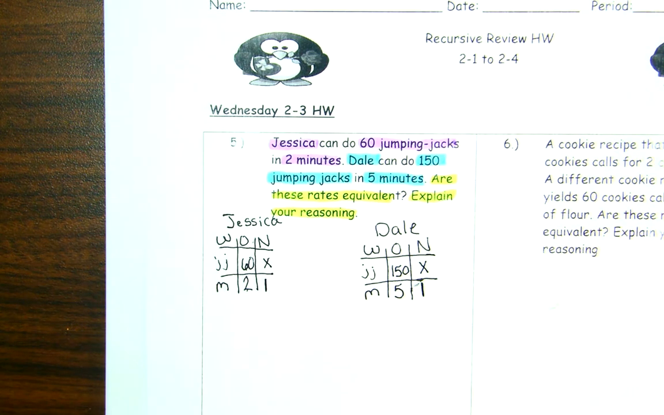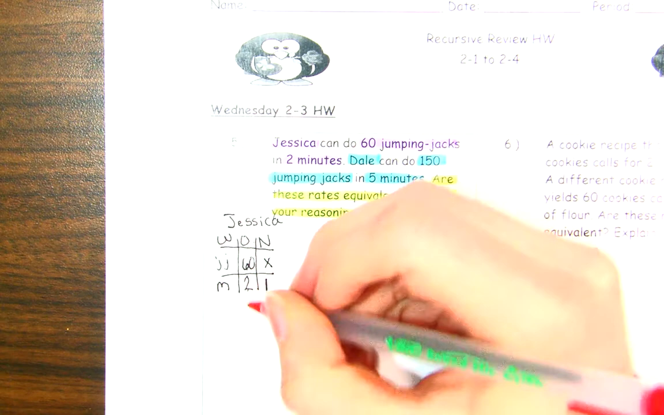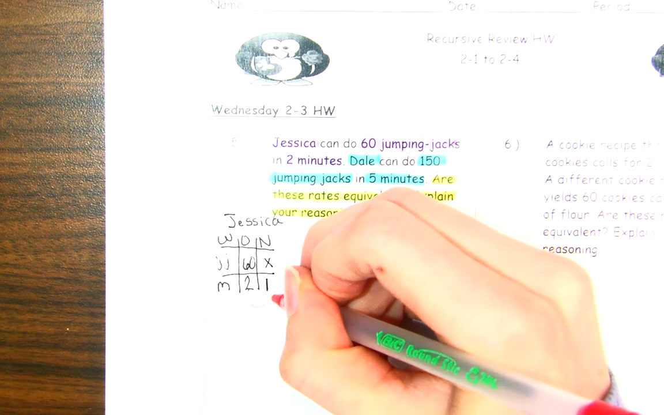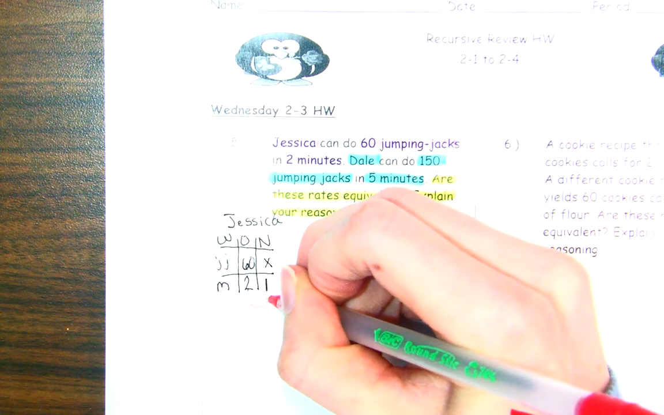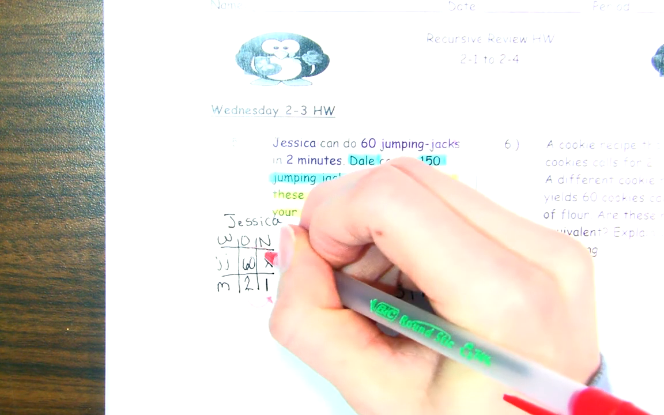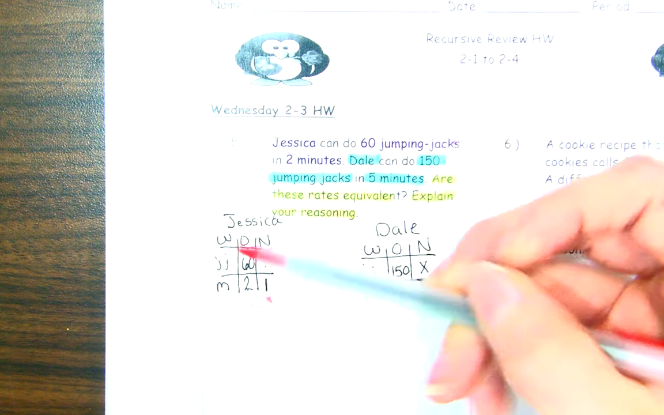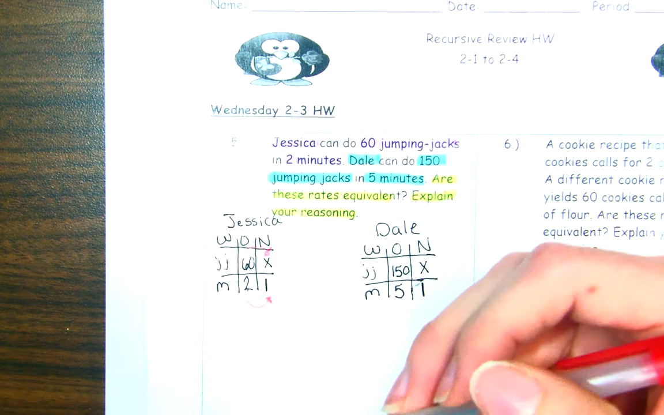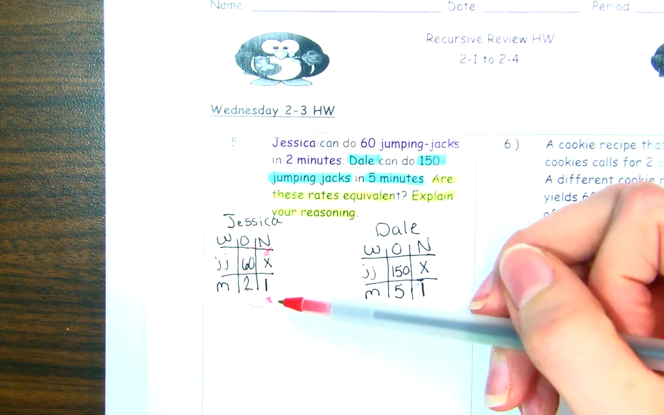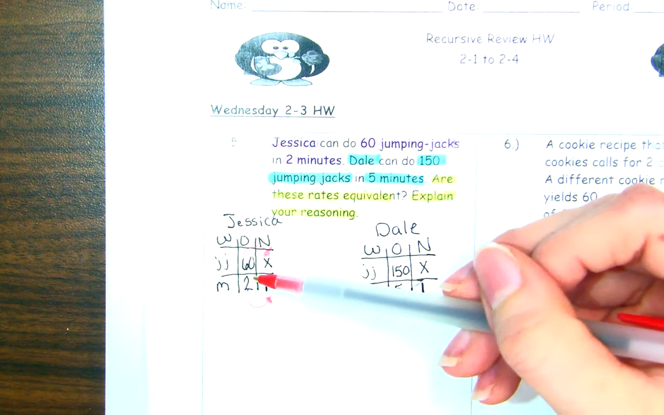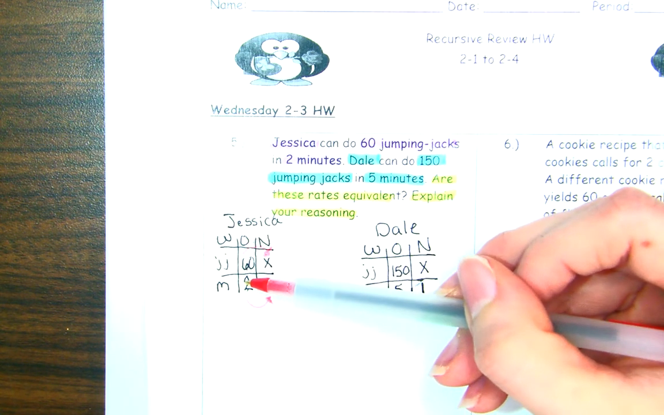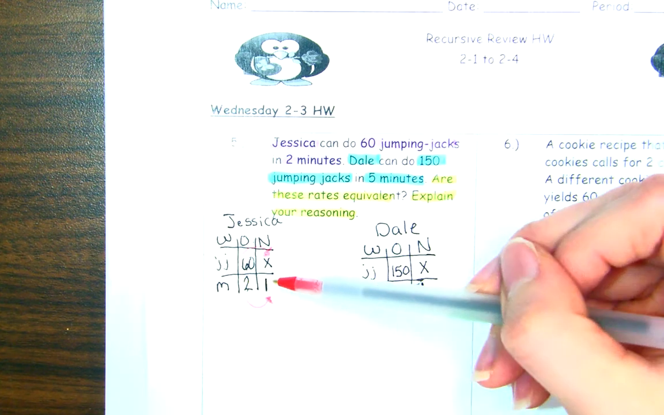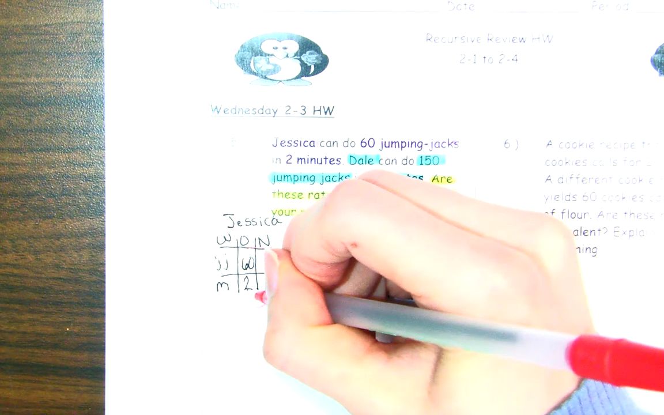Okay, well here I see that I have a nice scale factor. Now remember, we're going in the direction of X though. Always go in the direction of X and ask yourself if you're multiplying or dividing whenever you're finding your scale factor, or factor of change, excuse me. Here I see that to get from 2 to 1, I divide by 2.